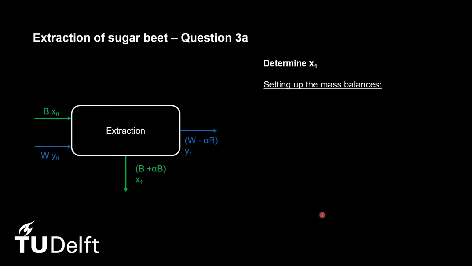So let's derive the mass balances to determine x1. When setting up the mass balances, we see that our inlet streams have to be equal to our outlet streams. Therefore, we can set up the mass balances like this, where the inlet streams multiplied by their respective sugar fractions are equal to the outlet streams multiplied by their respective sugar fractions.